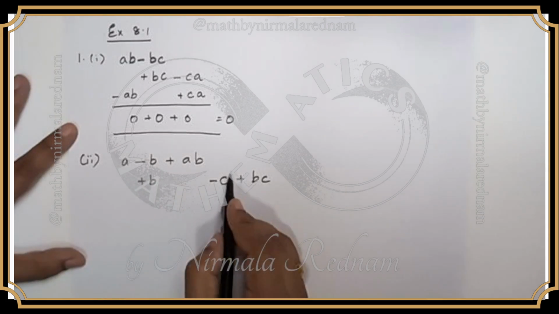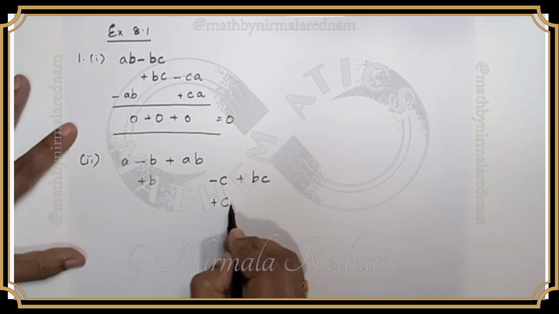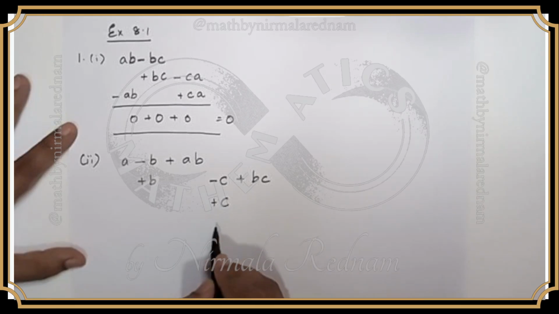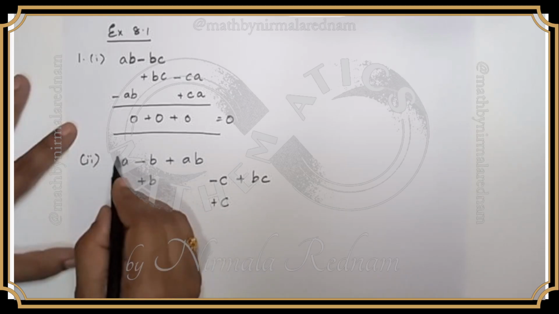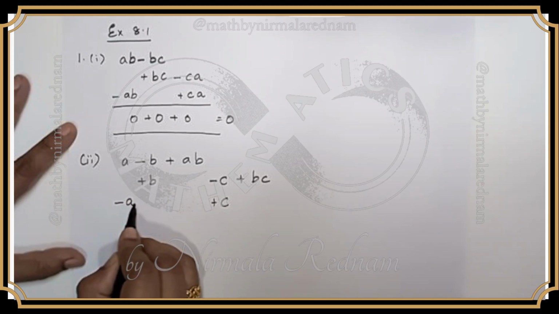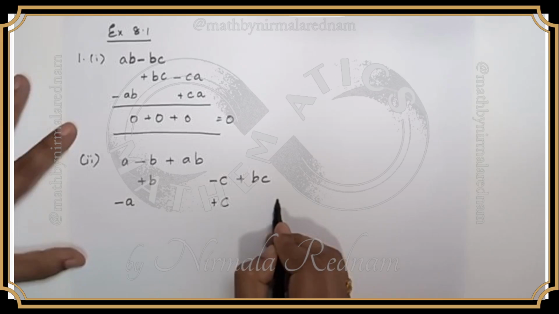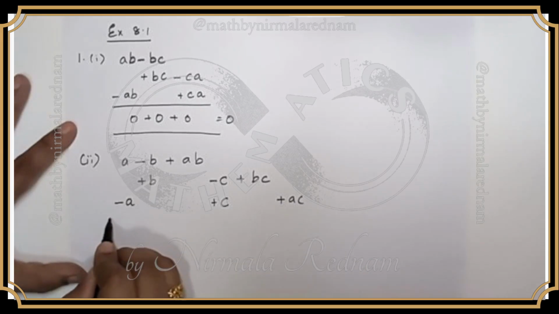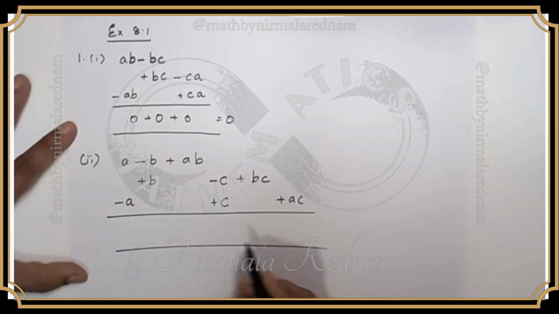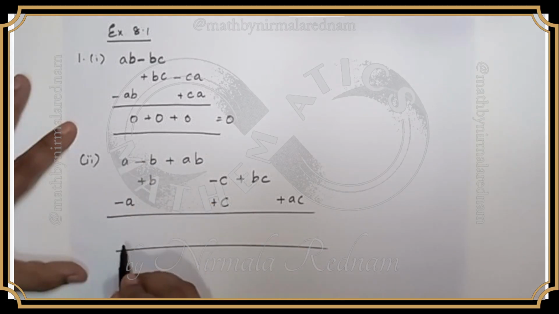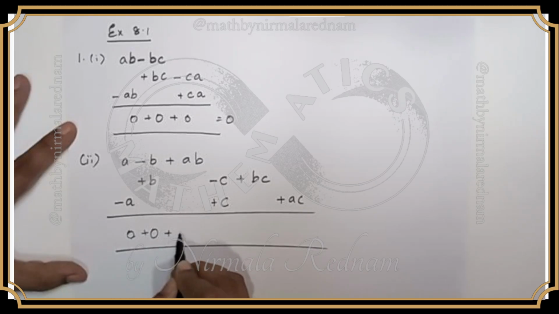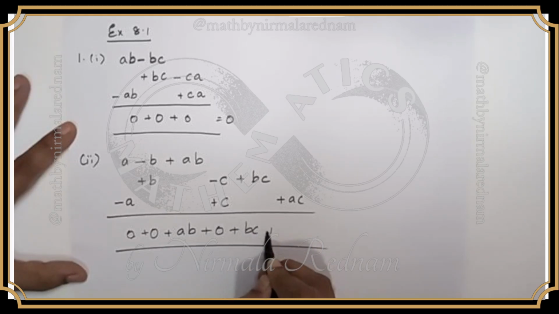So C, again, I'll write it here, C minus A. So you can see that I have an A here, so I'll write it here. And then I have plus AC. I'm going to add this. This column, A minus A, will give me 0. Minus B plus B will give me 0. I have an AB here. I have a 0 here and a BC and an AC.